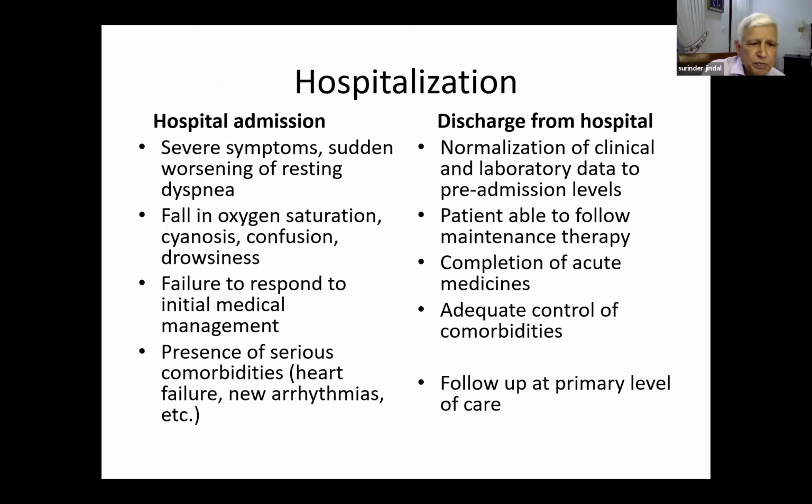So hospital admission is done whenever there are severe symptoms or there is sudden worsening of resting dyspnea, fall in oxygen saturation, and other failure to respond to initial treatment or comorbidity. And the patient is discharged from the hospital when there is normalization of clinical and laboratory data, and the patient goes back to the initial treatment, maybe with some supplementary treatment in addition, and is able to follow maintenance therapy.